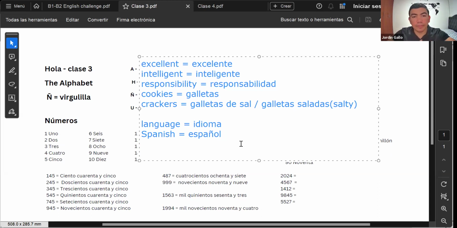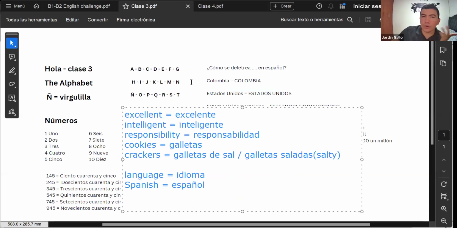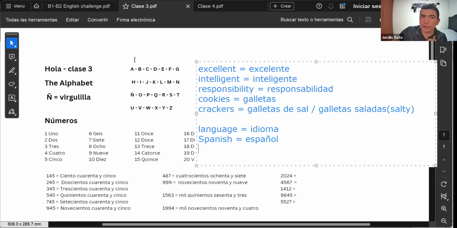Okay, guys. So do you have maybe any question about the pronunciation of some of these words? Or some of the letters from the alphabet that we have here?